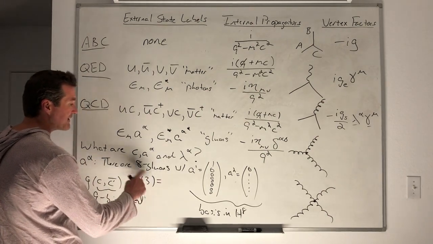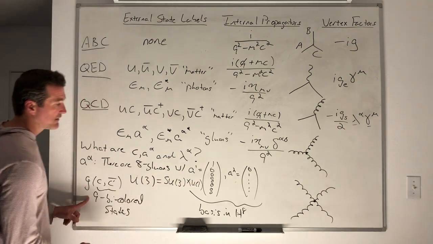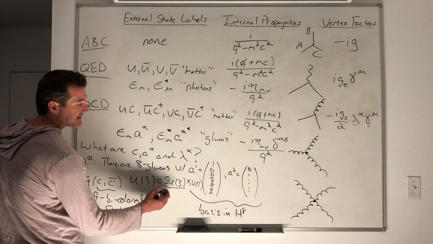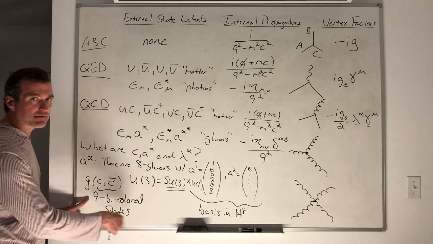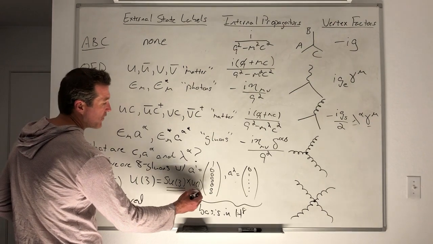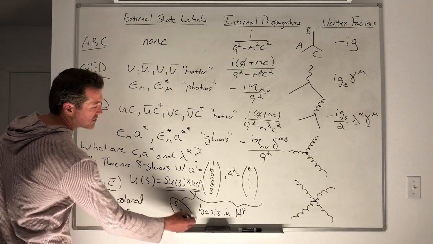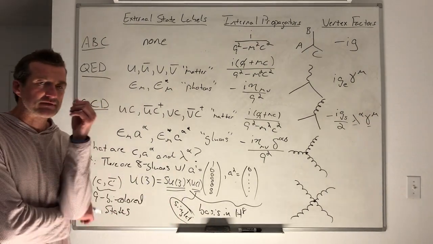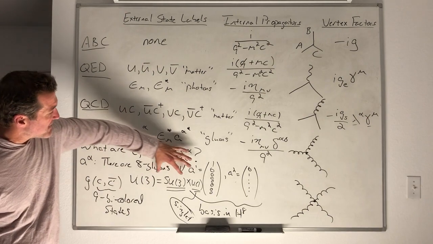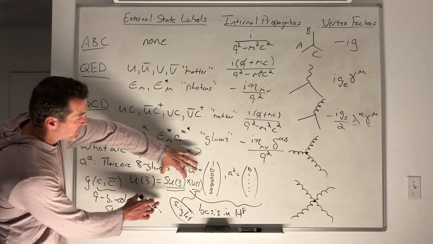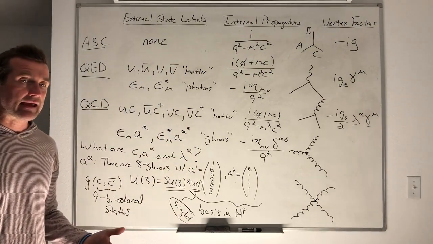However, one way to write this is as an SU3 cross U1, where this SU3 acts non-trivially on the 8 octet vectors, and this U1 is governed by that singlet vector, which had no charge. It had no net color charge. It was invariant. Okay? Well, since QCD is based on this symmetry, not this symmetry, then we would expect there to be 9 minus 1, or 8 gluon states, and that was the octet that I gave you.